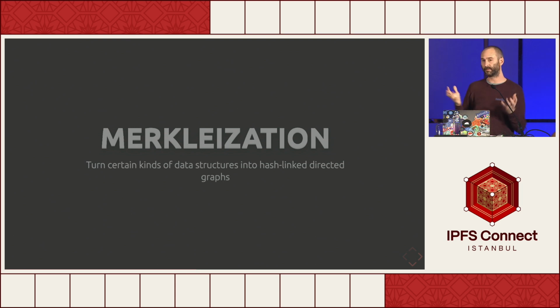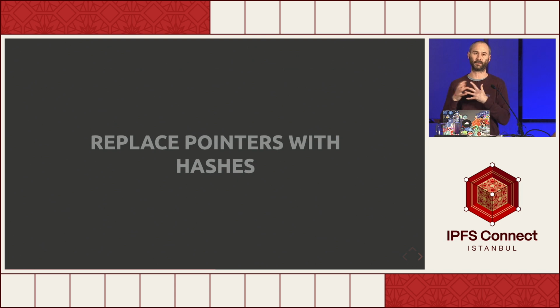So the idea of Merkleization is just we turn certain kinds of data structures into a hash-linked data structure that's compatible with IPLD. And ideally, when we do this, we don't use our brains to actually have to think about this. It should just happen really automatically and easily. And pretty much all we need to do is we just replace pointers in our data set with hashes or pointers to hashes of other things. And that's pretty much it.